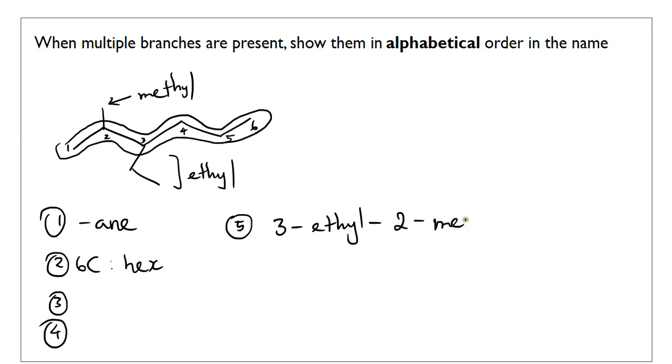Okay, so 3-ethyl-2-methylhexane. E comes before M, so just alphabetical order. That's the first thing I want to point out.